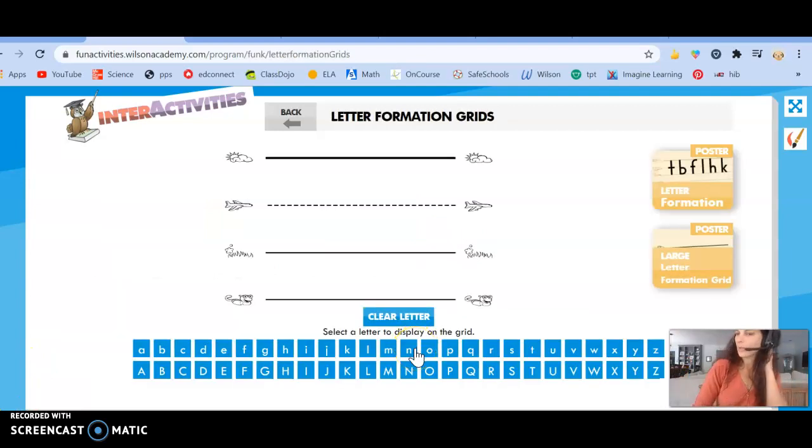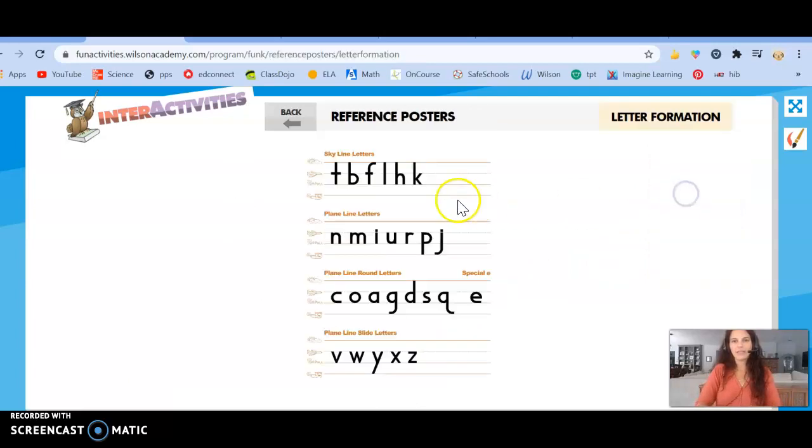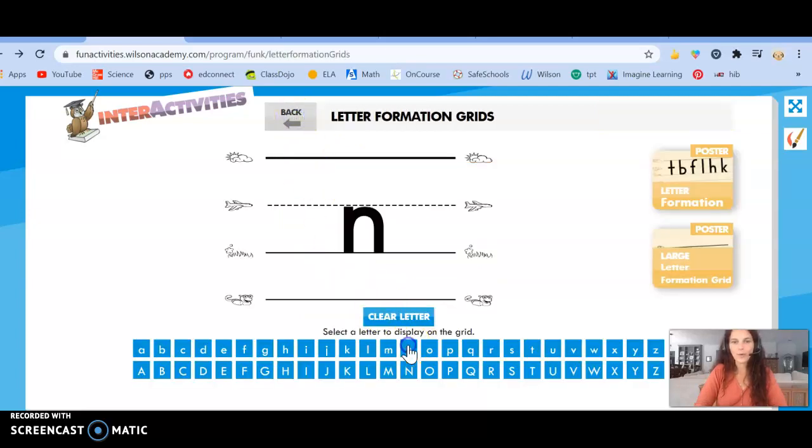Okay, boys and girls, now we're going to review how to write N and M. Now remember, T, B, and F, they're skyline letters because they start on the skyline. Okay, the N and M are plane line letters because they start on the plane line. So we have learned 1, 2, 3 skyline letters and 1, 2 plane line letters.